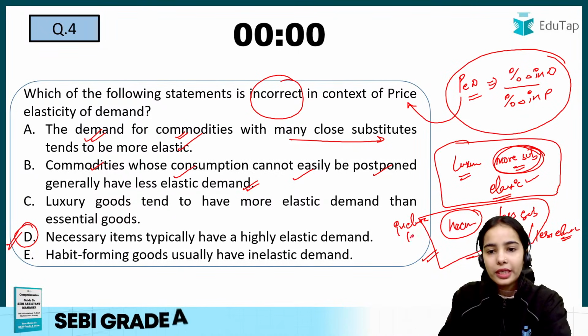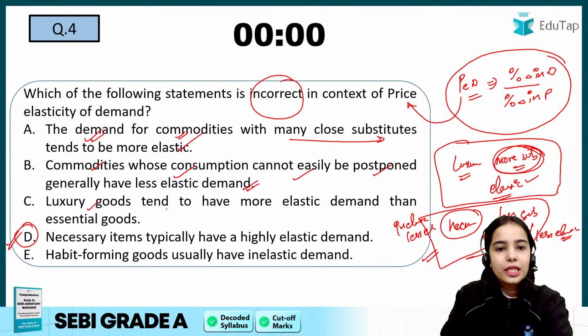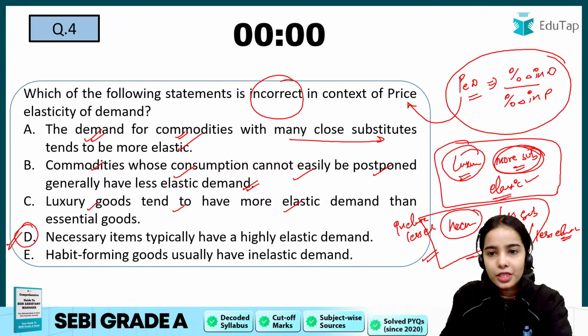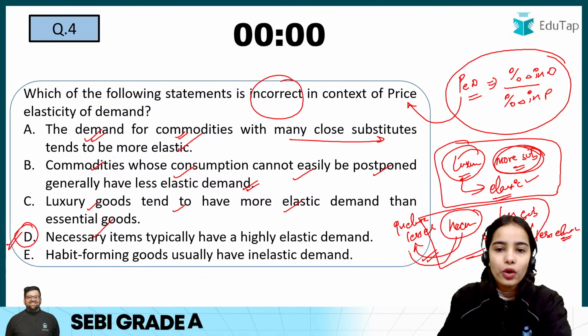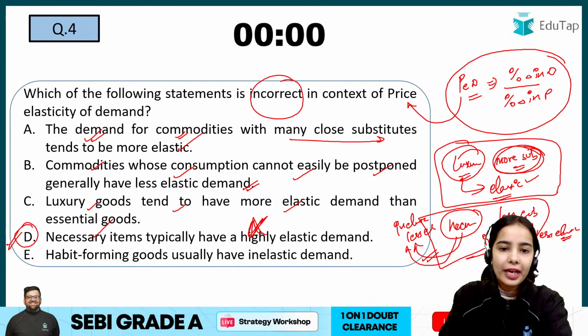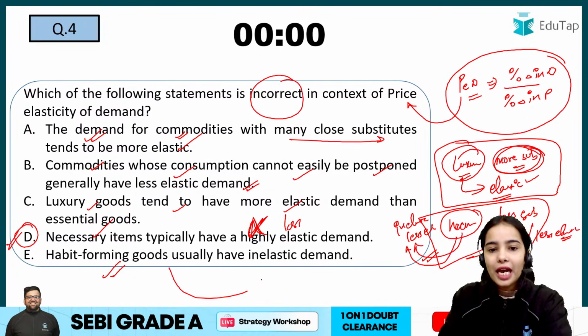Inelastic demand or less elastic demand. Okay, luxury goods tend to have more elastic demand. Necessary goods have less elastic demand or inelastic demand, so it does not have highly elastic, it has less elastic demand.